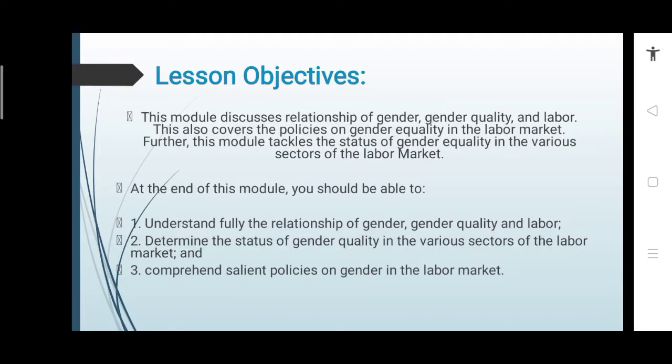First, the lesson objectives. This module discusses the relation of gender equality and labor. This also covers the policies on gender equality in the labor market. Further, this module tackles the status of gender equality in the various sectors of the labor market. At the end of this module, you should be able to understand the full relationship of gender equality and labor, determine the status of gender equality in various sectors of the labor market, and comprehend salient policies on gender in the labor market.